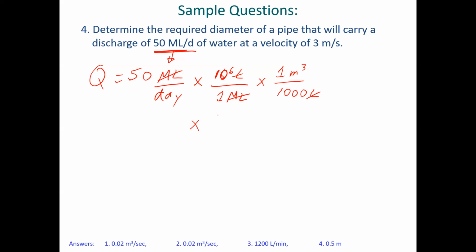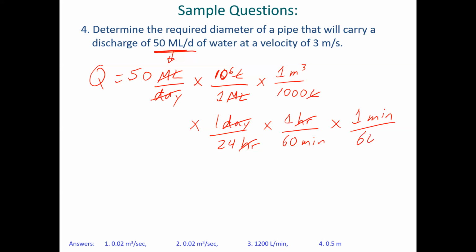Now the time, I'm going to go down here. And so 1 day is what, 24 hours? So I cancel out my days on the top and the bottom. 1 hour is of course 60 minutes. That cancels out my hours. And 1 minute is 60 seconds, and that cancels out my minutes.